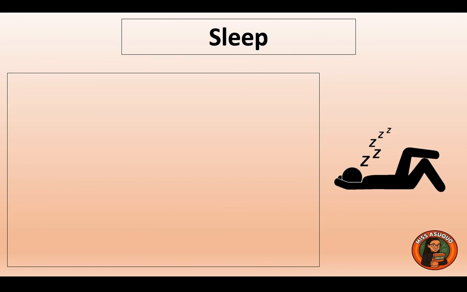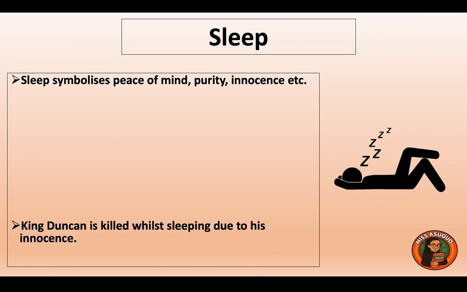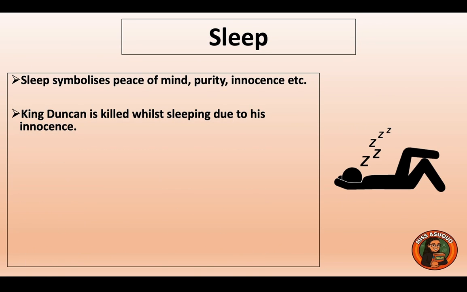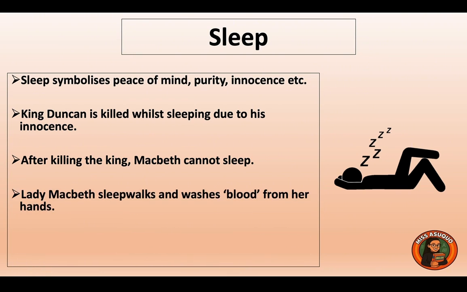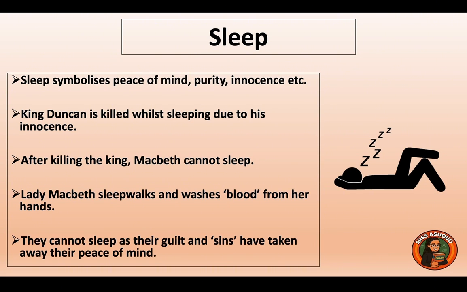So first up we have the motif of sleep. Sleep is a symbol of innocence and peace. When you are innocent and you have a clear conscience, you can sleep peacefully. For example, King Duncan is killed whilst he's sleeping due to his innocence. However, once Macbeth commits regicide, he cannot sleep. Lady Macbeth also sleepwalks and washes blood from her hands, and she cannot sleep. So this is due to their guilt, and their sins have taken away their peace of mind and disrupted their sleep.